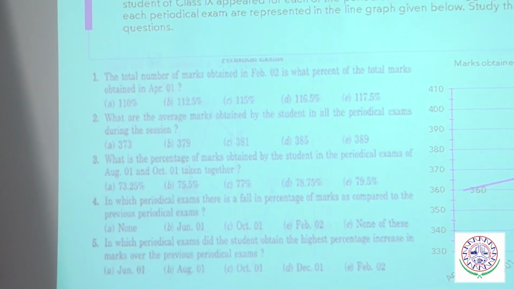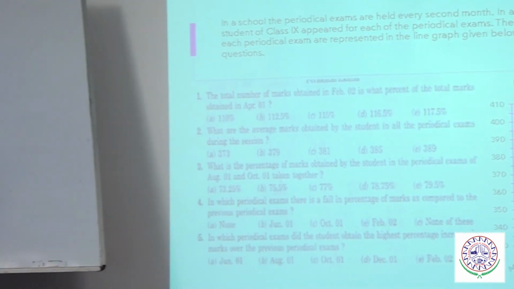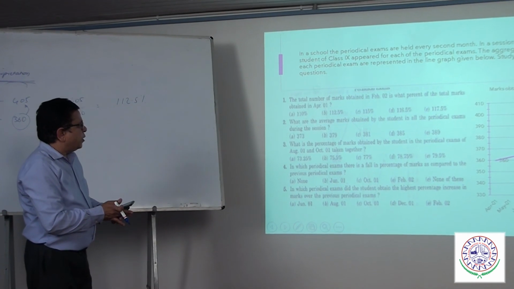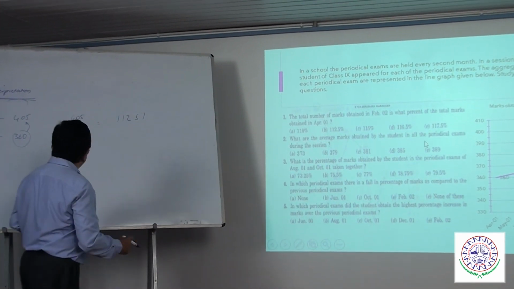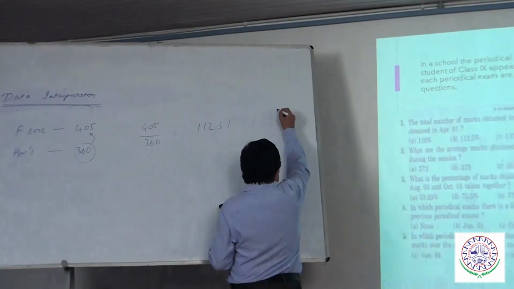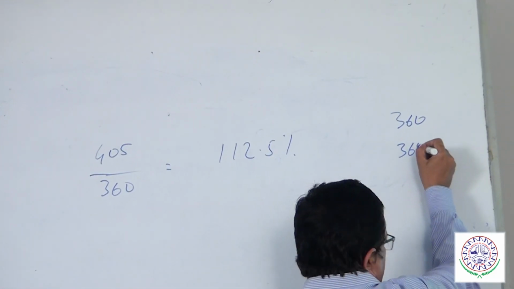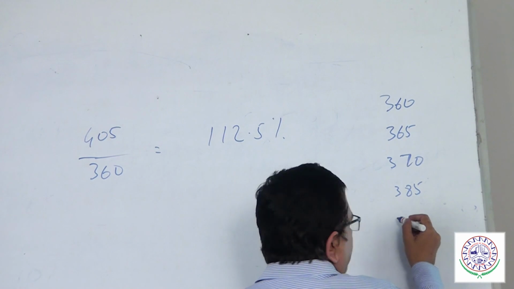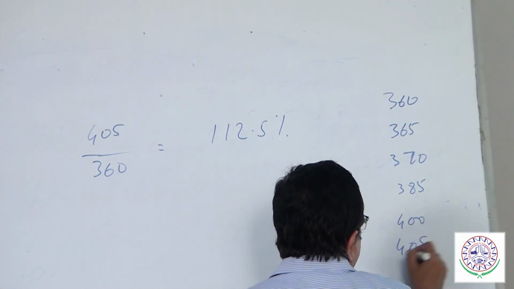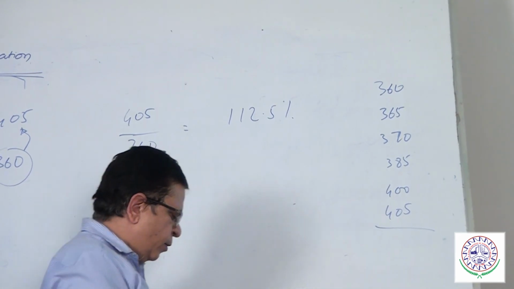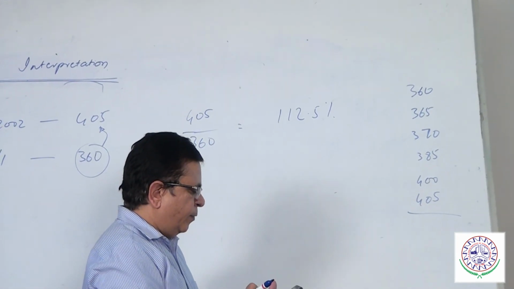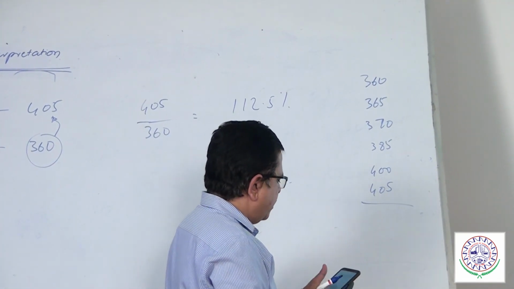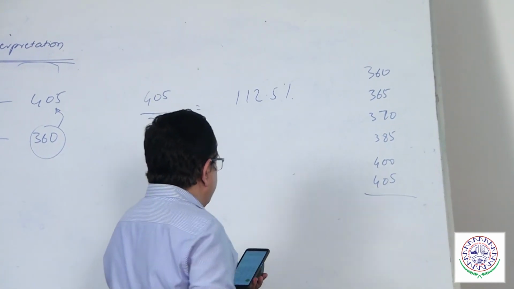B. Next question is, what are the average marks obtained by the student in all the periodical exams during the session? So what we have to do? We have to find the average of all this. That is 360, 365, 370, 385, 400 and 405. We add up all of those and divide it by number of observations, that is 6. So you get 381.